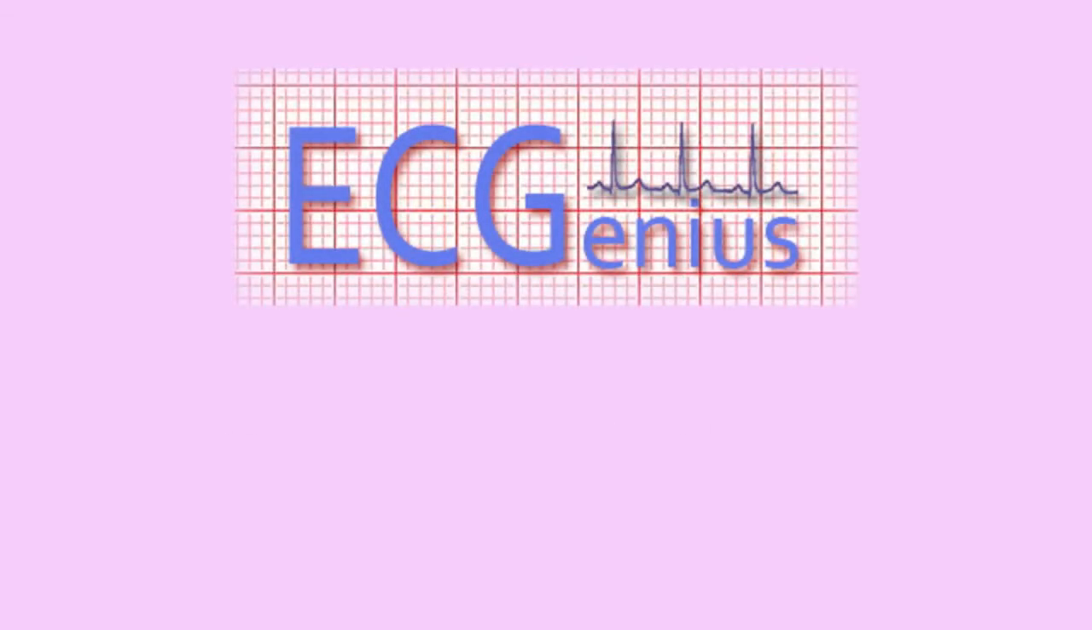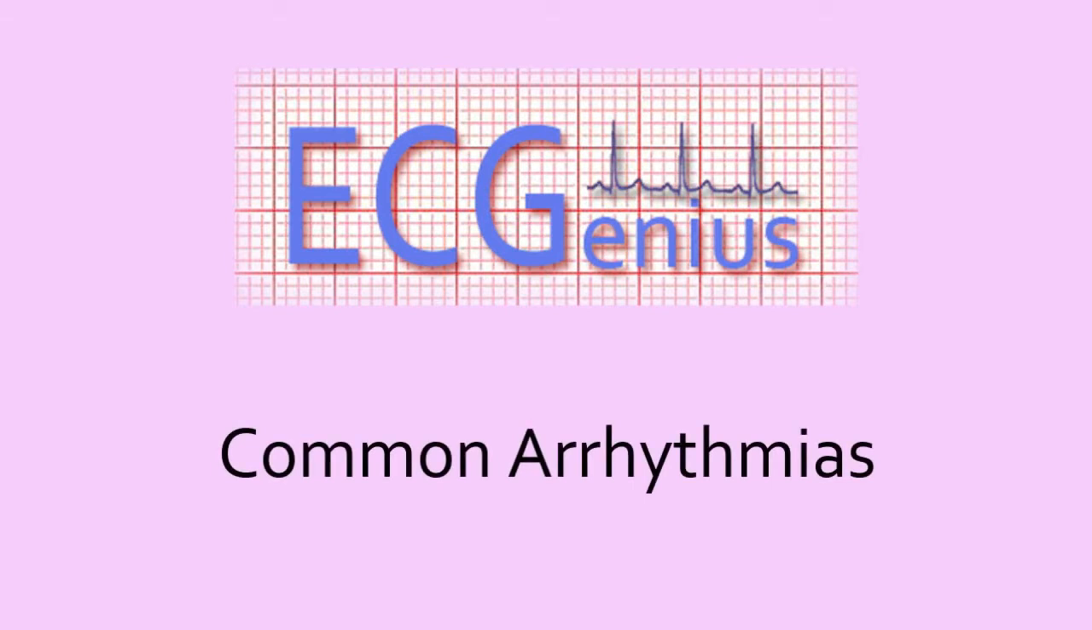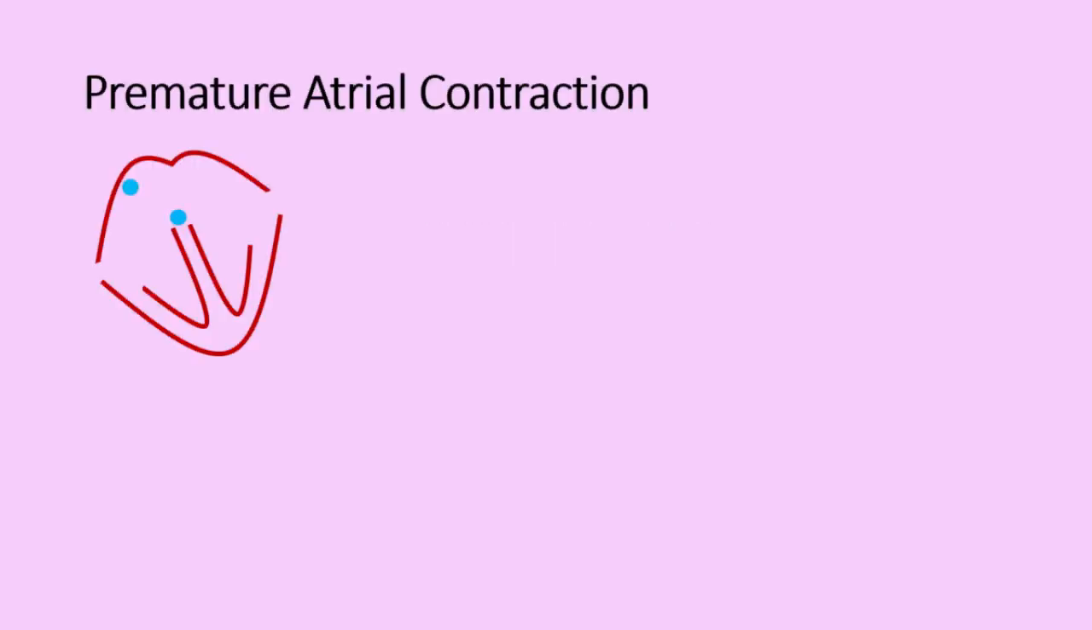Welcome back to ECGenius, and in this lesson, we'll be tackling common arrhythmias. Let's start off by talking about premature beats. One of the simplest ones being a premature atrial contraction, or a PAC.